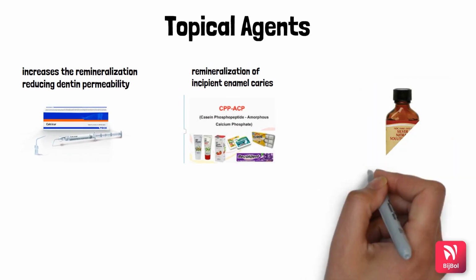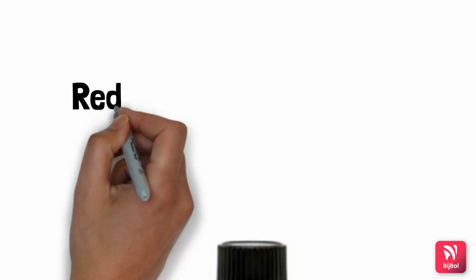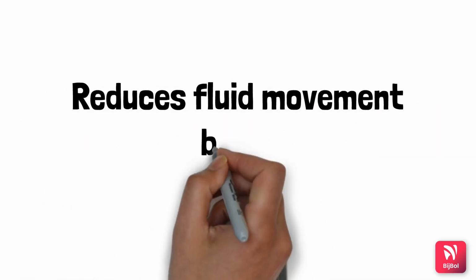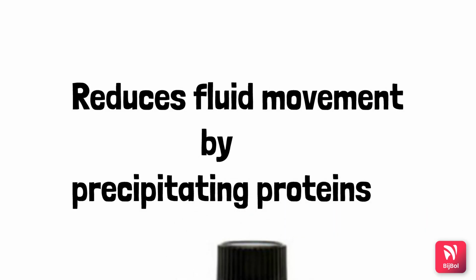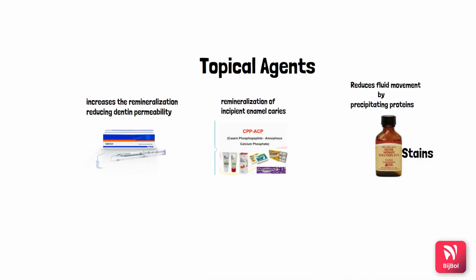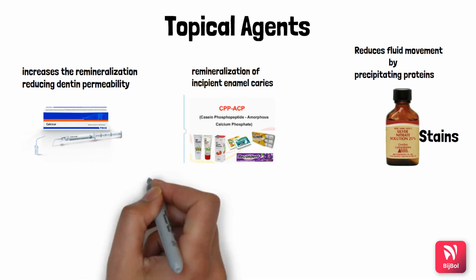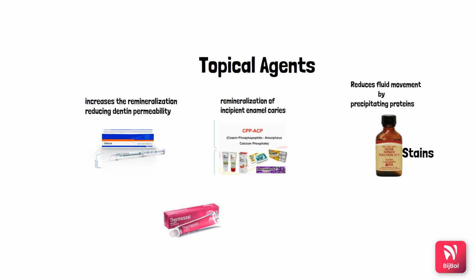Next, we can see silver nitrate. Here, the application of silver nitrate solution over the exposed dentin will reduce the fluid movement by precipitating the protein or the silver chloride within the dentinal tubules. However, this is not so popular nowadays because it will stain the dentin and may cause damage to the pulp and the gingiva. Next, we'll see strontium chloride.